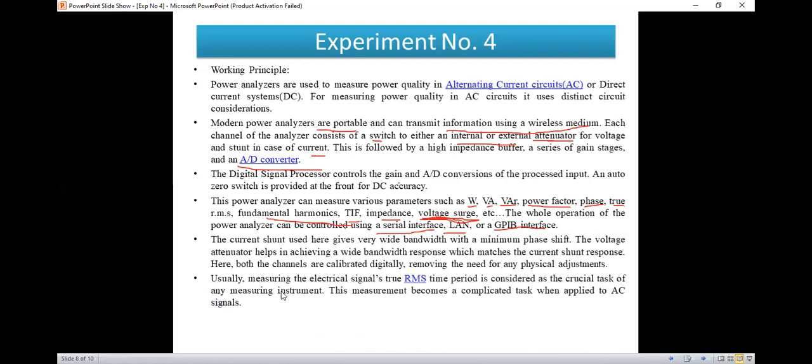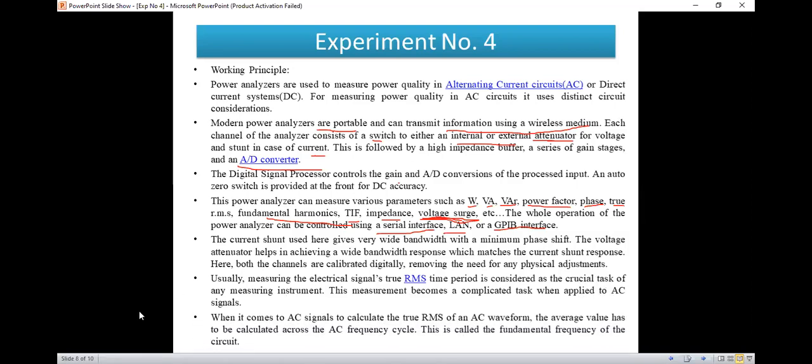Usually measuring the electrical signal is true RMS. That means we measure this value in the RMS value. So it's considered a crucial task of any measuring instrument, and this measurement becomes a complicated task when applied to an AC signal. To calculate the true RMS of an AC waveform, the average value has to be calculated across the AC frequency cycle.